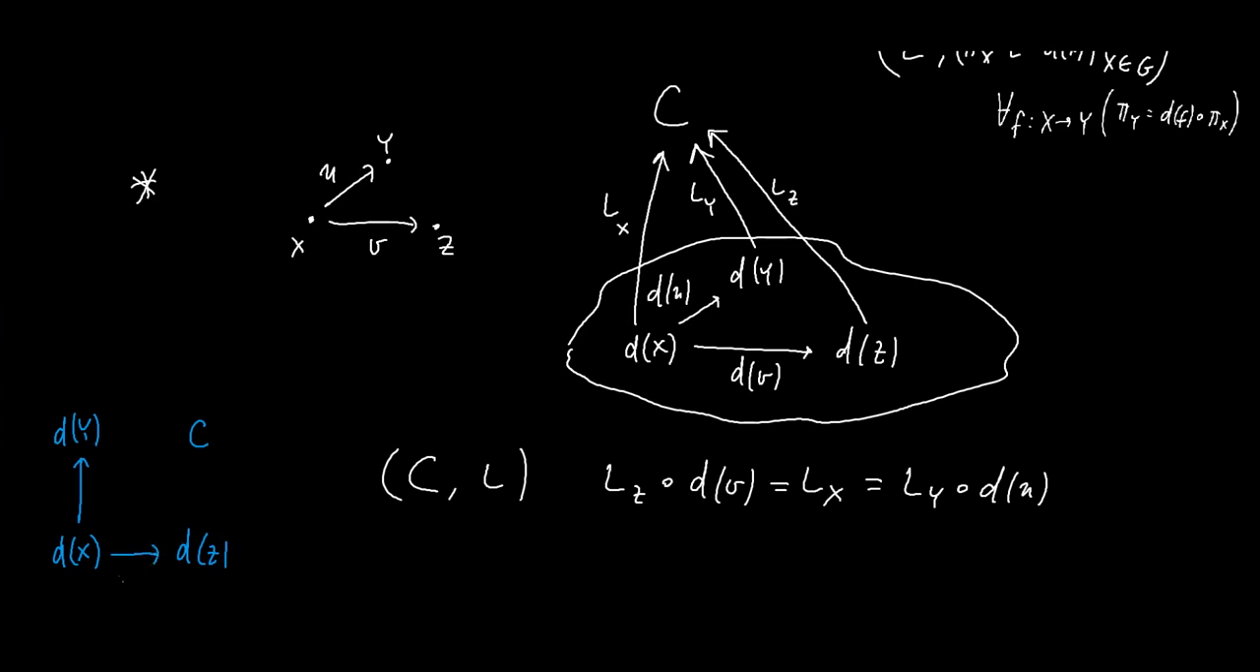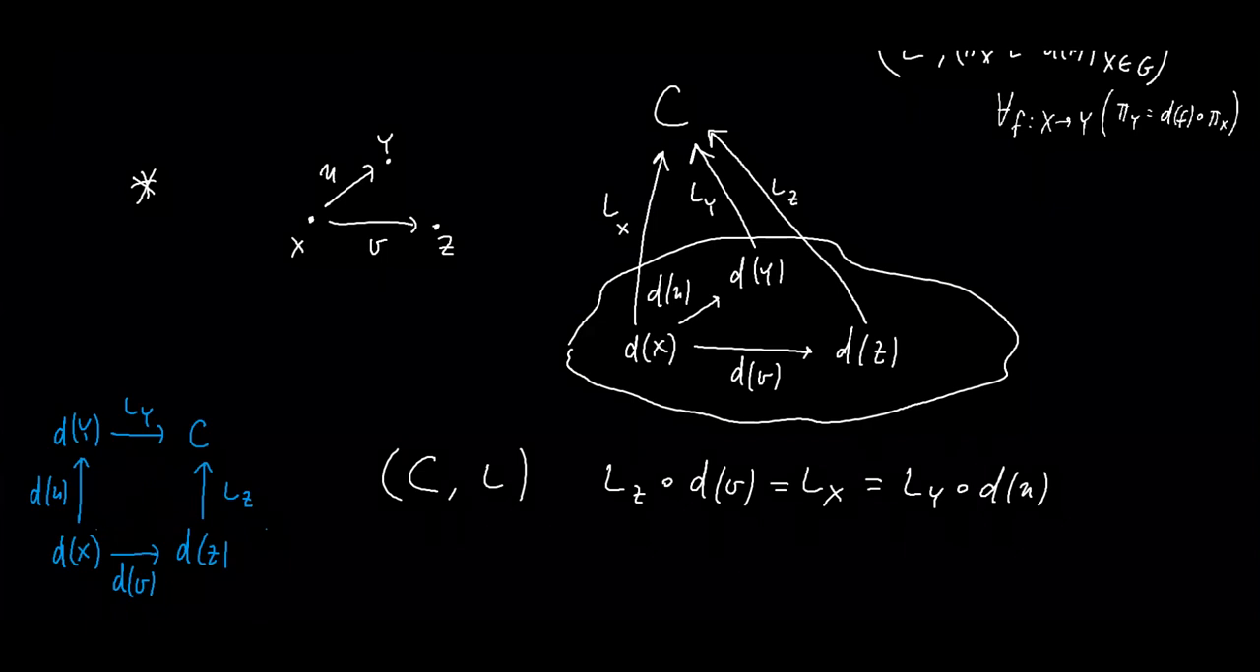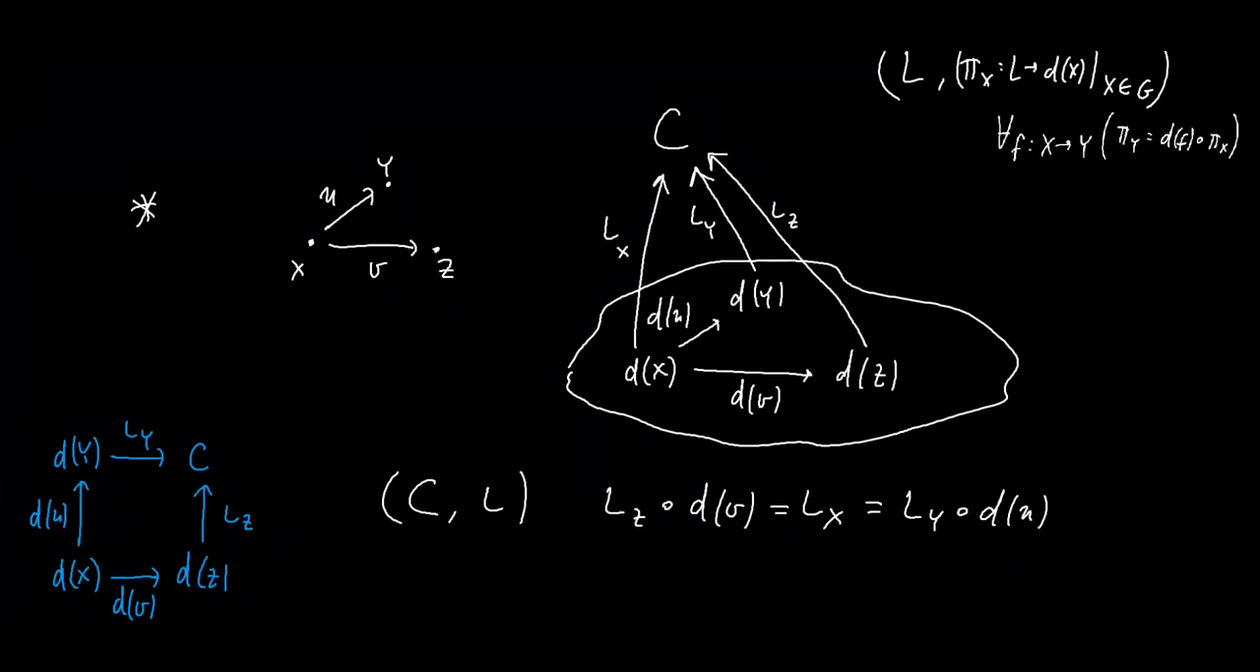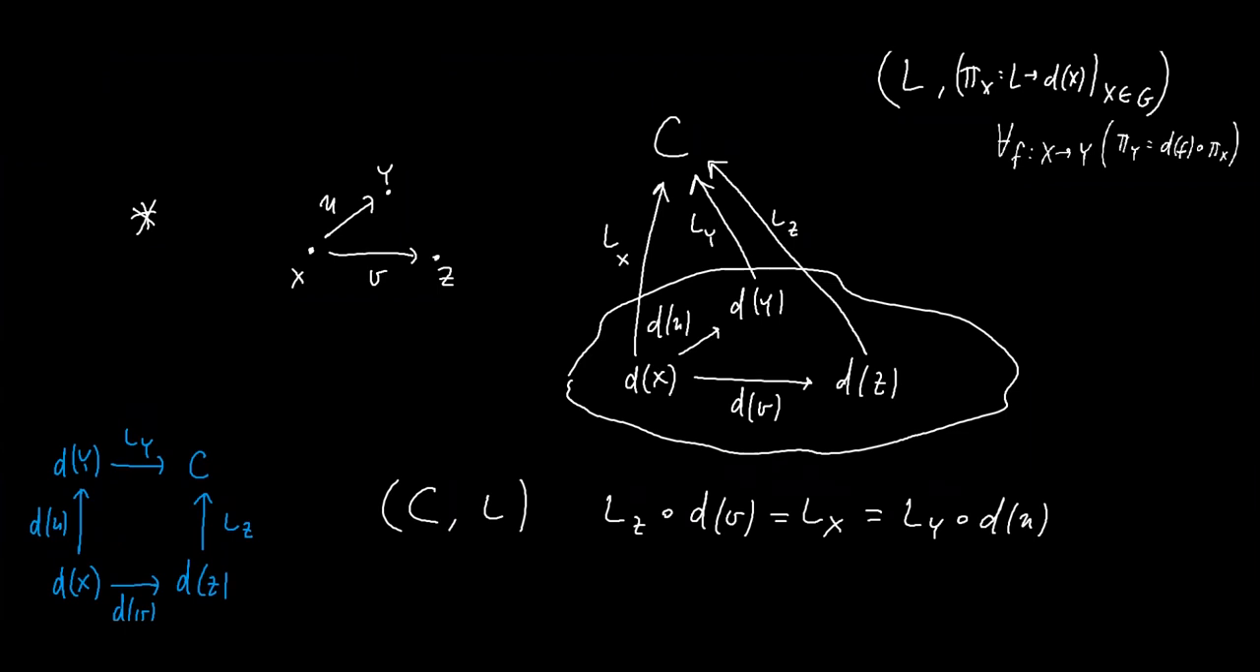And I have dV here, I have dU there, and I only draw iota Y and iota Z, because iota X, which runs this way, is now determined by the rest of the data. And now, having this universal property of initiality in the category of these co-cones would amount to what? So now let's imagine I have another such thing. So I have a C prime with another data of arrows going into it.